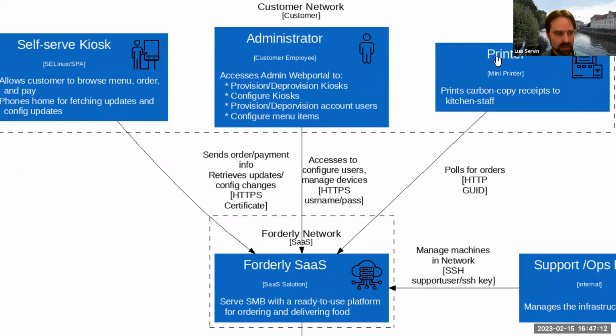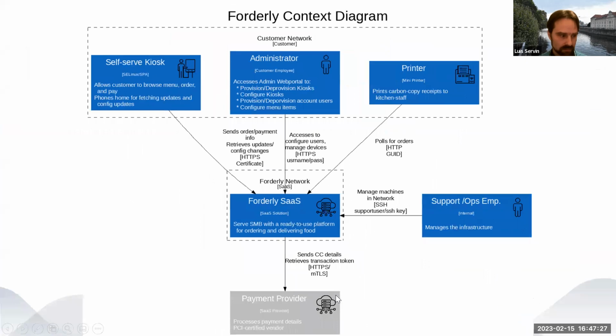Now, we could identify the printer and see that the printer connects over HTTP and provides a GUID as the identifying vector to the SaaS system. And we immediately jump at HTTP, right? Because we can spoof it, we can tamper with it, we can intercept it. There's so many attacks we can do to it. But the second thing here is interesting.